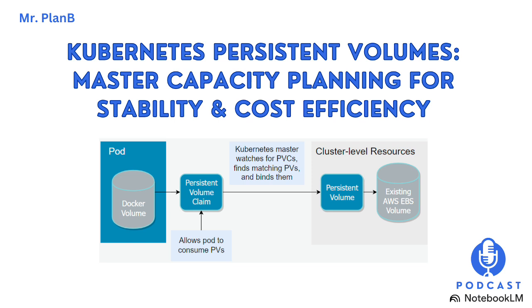Not overspending, but also making sure your applications have what they need to perform well. This whole conversation highlights the delicate balancing act involved in Kubernetes storage management. We're trying to avoid those two extremes, over-provisioning and under-provisioning. Can we talk a bit more about the consequences of those two pitfalls?